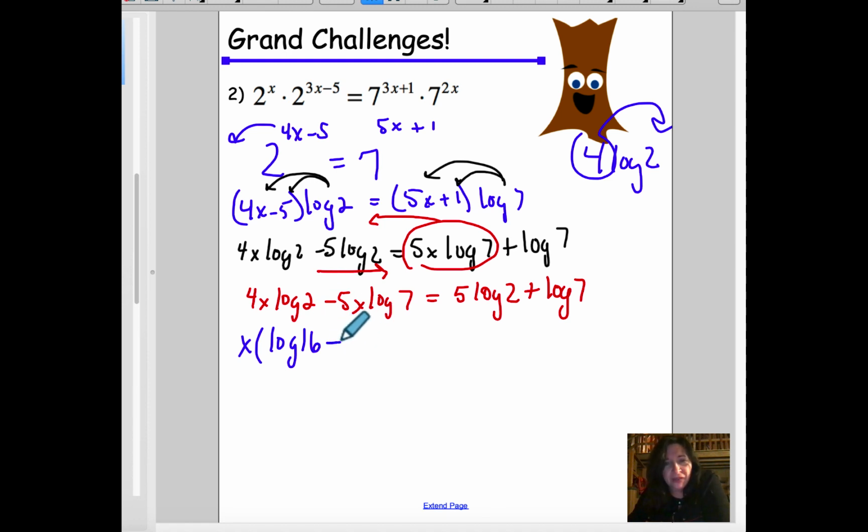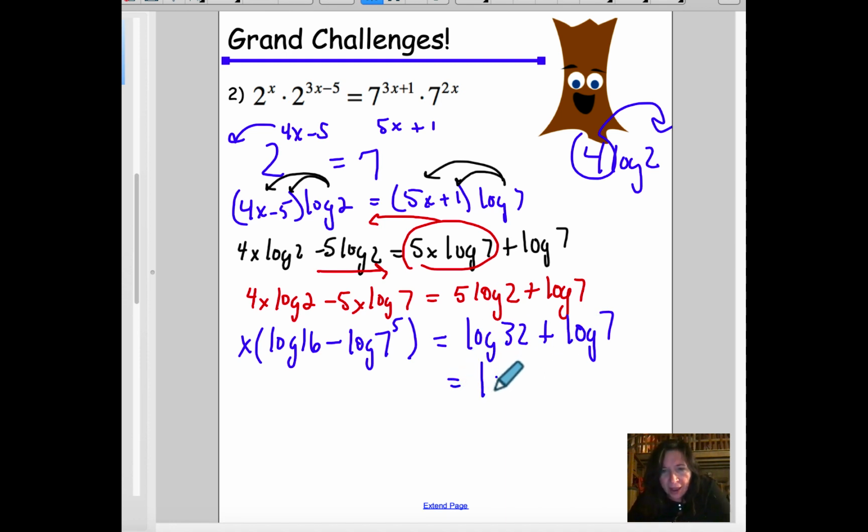Then I have minus, because I've factored that x out, I've got 5 log 7. So I'm going to go log 7 to the 5th power, I don't know that offhand, equals, now this is what I have here, log base 10 of 2 to the 5th power, 2 to the 5th power is 32, plus log base 10 of 7. Now remember, add means multiply. So what's 32 times 7? 224. So on the right, I have log base 10 of 224.